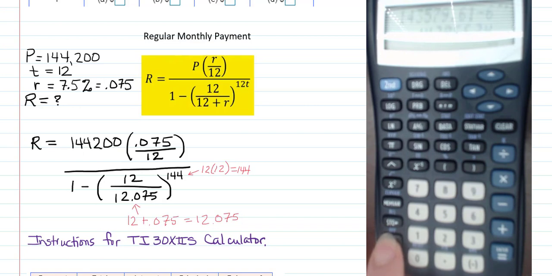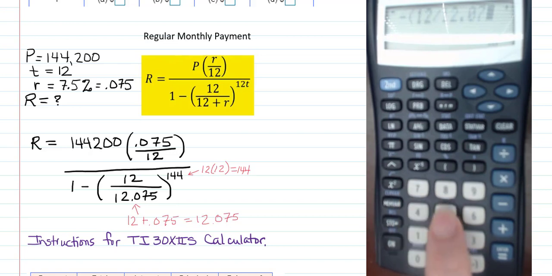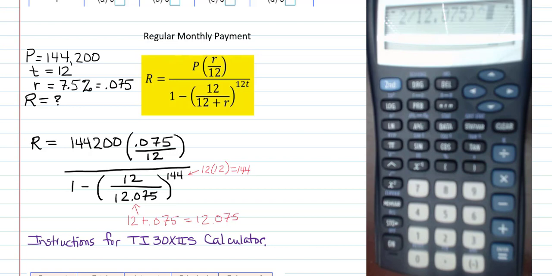So I'm going to go ahead and turn this on, clear out whatever information was in there. I'm going to enter 1 minus parenthesis 12 divided by 12.075 to close those parentheses. Now, to raise it to the power of 144, it's going to raise everything in the parentheses to that power. I'm going to use this little caret symbol. Other calculators have an X to the Y button, but ours has a little upward arrow caret symbol there. So raise to the 144th power, and then I'm going to push equals. And this is the value of the denominator, the bottom of the big fraction.